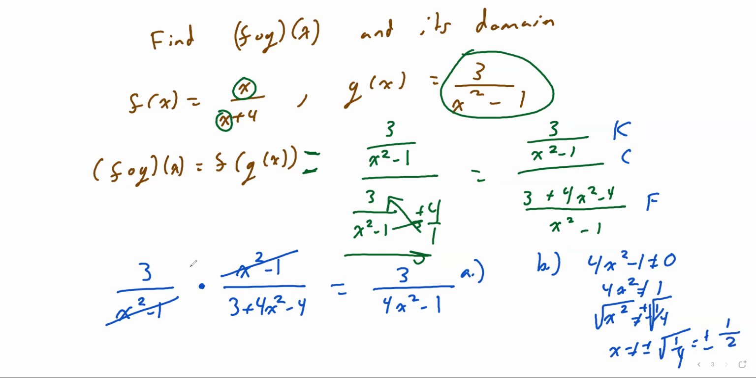So to write the domain out, this would be negative infinity to negative 1/2 union negative 1/2 to 1/2 union 1/2 to infinity. I need to give myself enough room. These are all 2's. Alrighty.